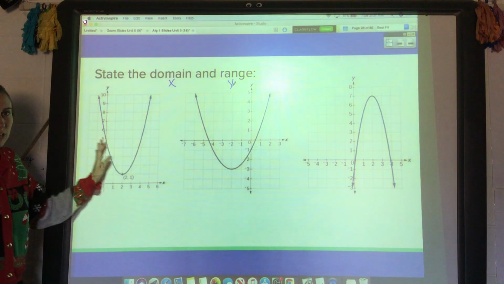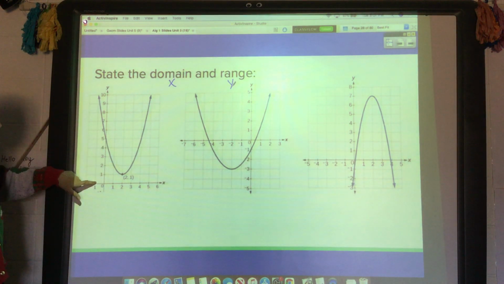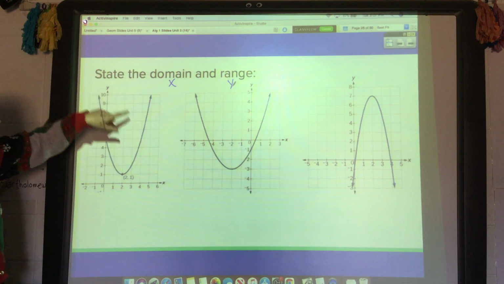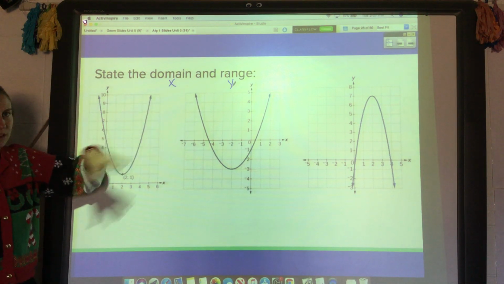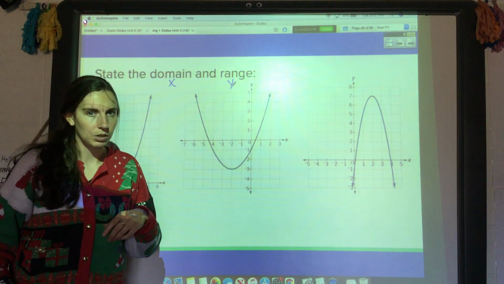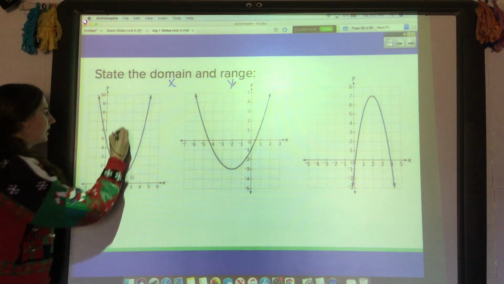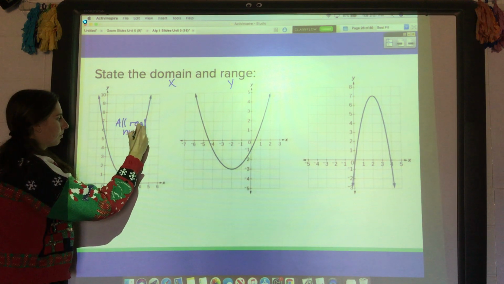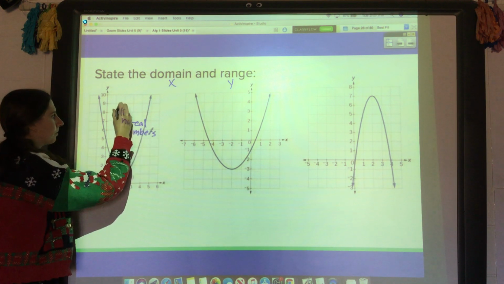It goes on forever. It also goes to the left forever. It goes to 1, 0, -1. It has arrows on the end, meaning it keeps going that way and it keeps going this way forever. So I don't know about you, but I don't want to write out all the numbers in the world. So I'm just going to say all real numbers. That's the domain.